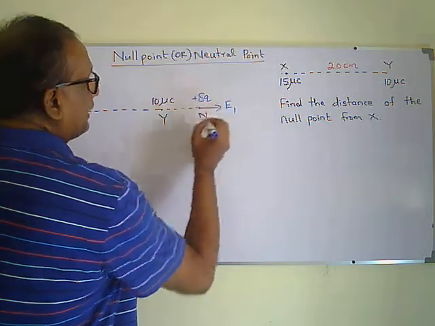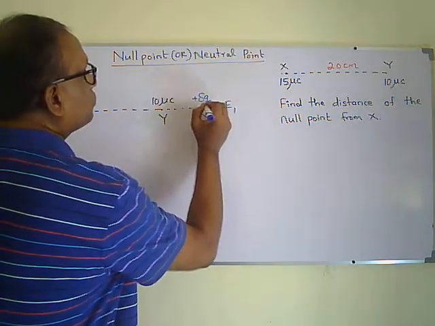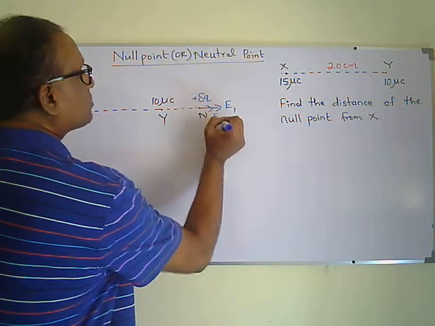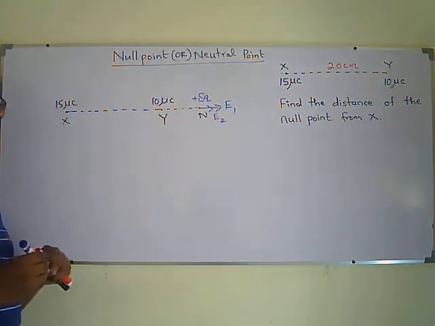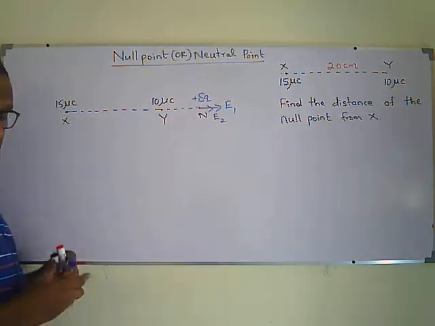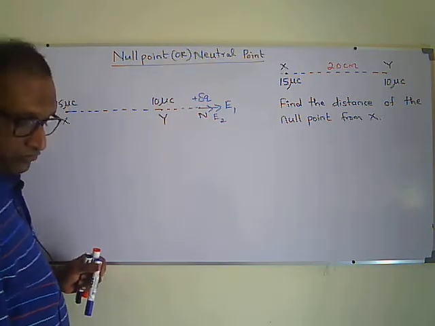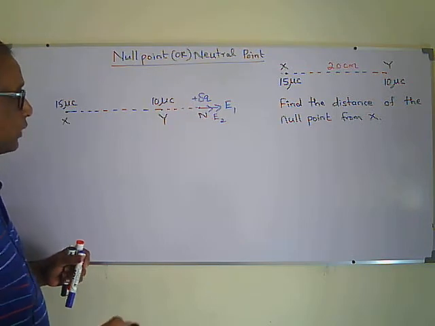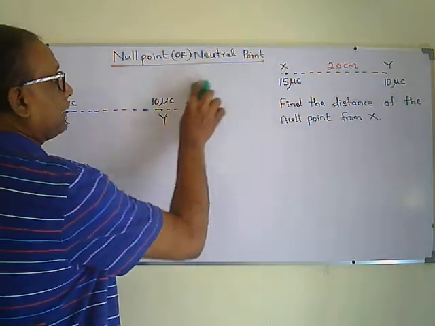So I'll mark it here. That is E2, right? E2 also will be towards the right. So certainly they will not cancel each other, because E1 and E2 are along the same direction. So any point on the right of Y along the line XY cannot be a null point.